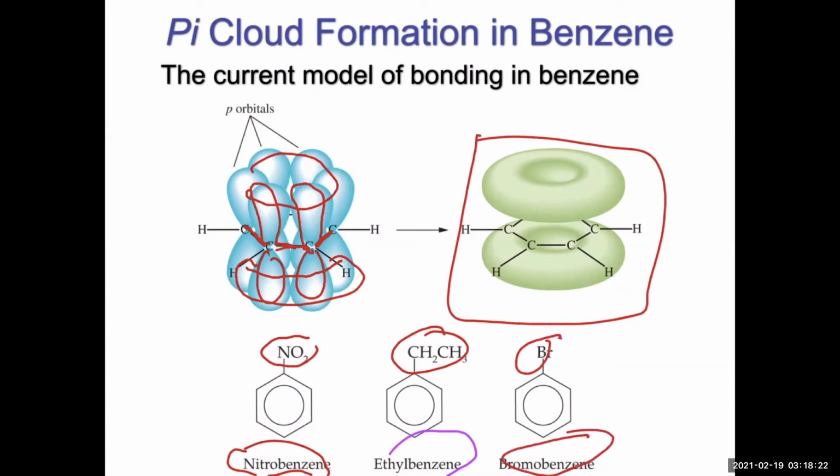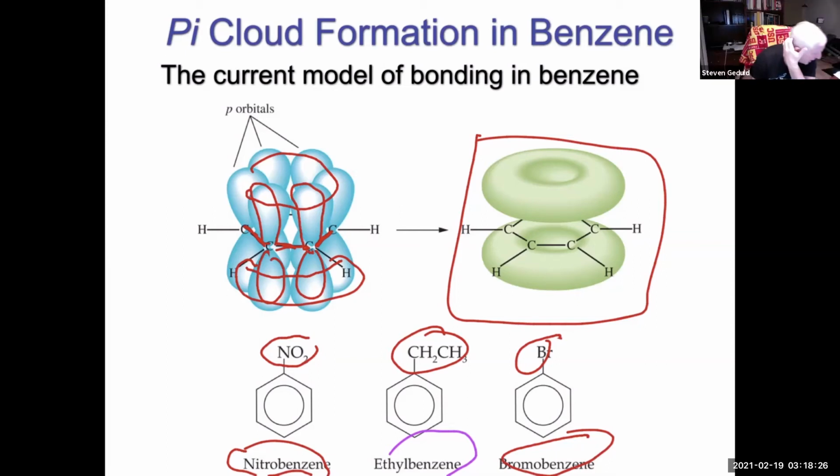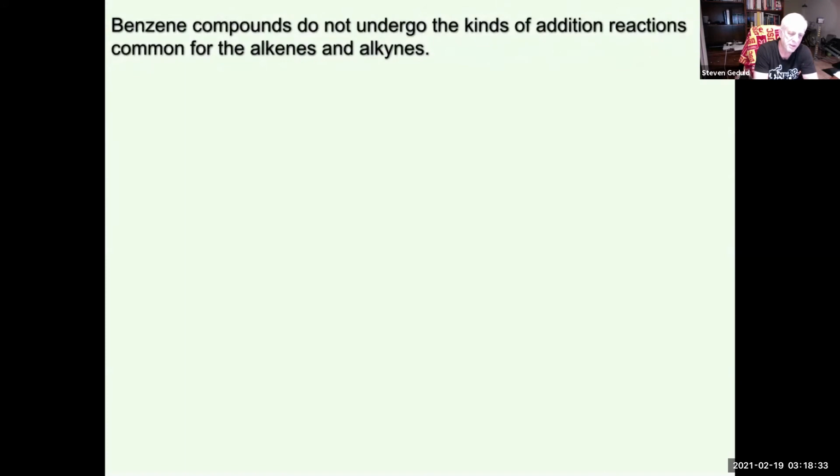Chlorobenzene. Chlorobenzene, got it. Okay, so we name it as a benzene ring. Now we're going to change a little bit of that depending on what we do, but for the most part, we name it as a benzene ring, which makes it very simple. Benzene compounds only undergo reactions, but not the same kind of reactions we're used to, not the same addition reactions. Because in reality, there is no double bond to attack.